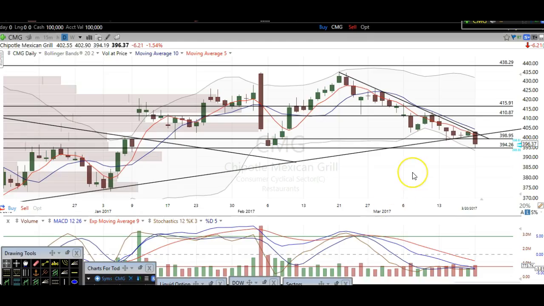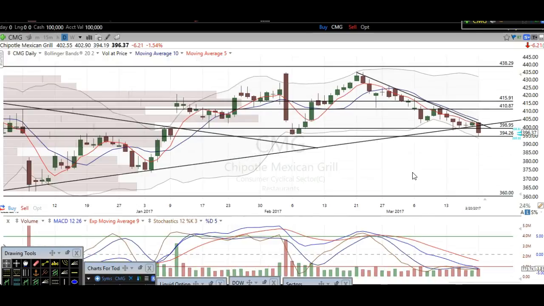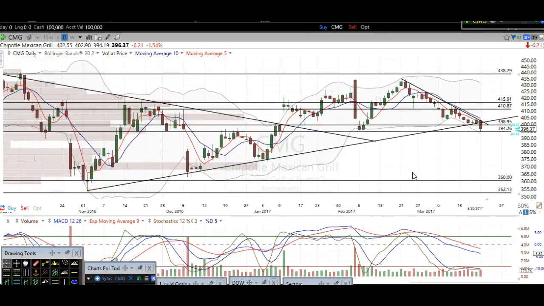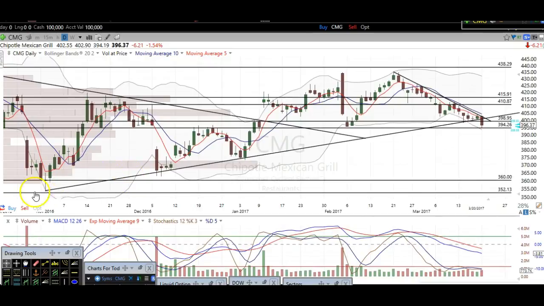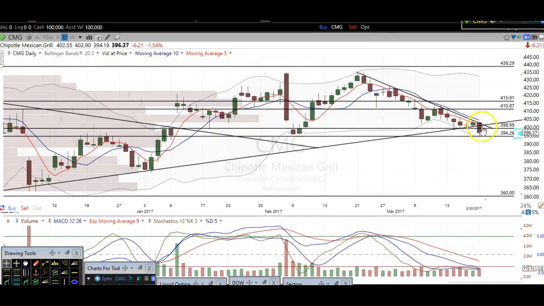Alright, so we're going to take a look at the Chipotle chart here to start with. And I want to point out here, we're at a very key level for Chipotle. We've got this uptrend line as support right here. There's a bounce, and here we are right at that trend line. Yeah, we're a little bit below it right here, but we're still at this major support.